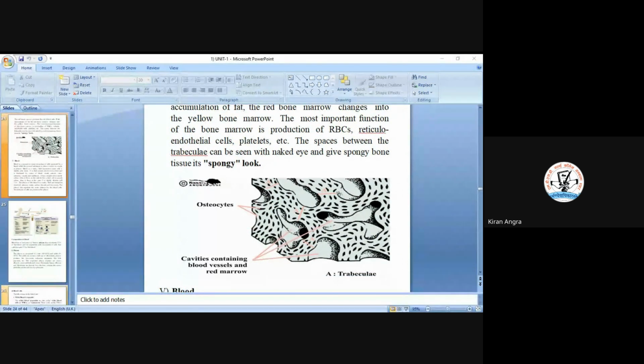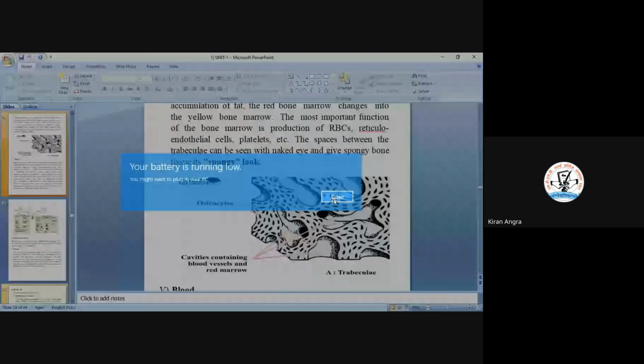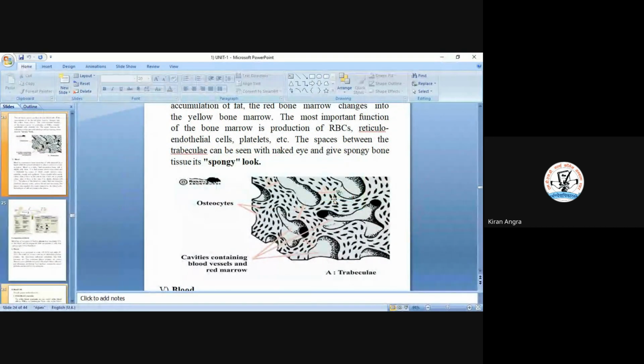These thin blades are called trabeculae. The spaces between the trabeculae contain blood vessels and the bone marrow, which produces blood cells. The bone marrow may be red or yellow in color depending on the amount of fat cells. The spaces between the trabeculae can be seen with the naked eye and give the spongy bone tissue its spongy look. These irregular cavities basically have blood vessels, while in the compact bone you have canals through which the blood vessels pass.